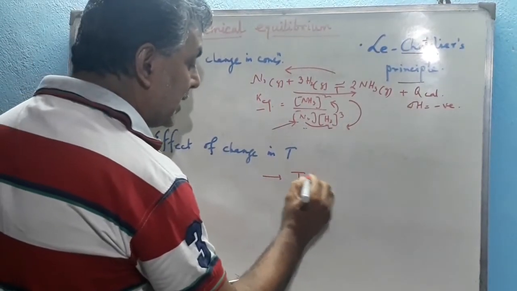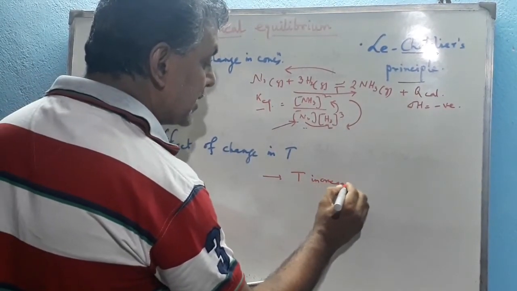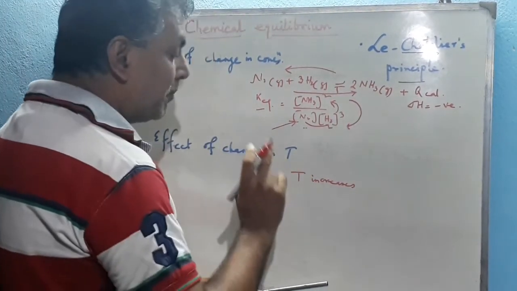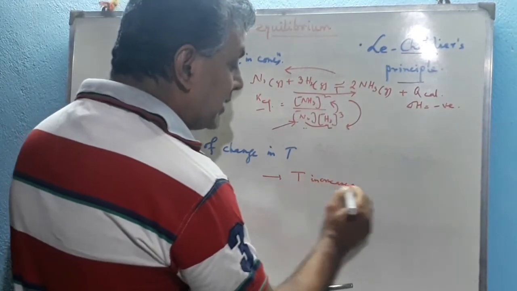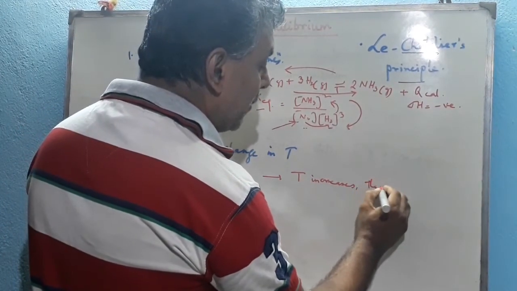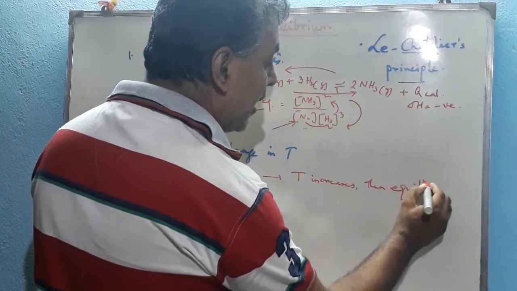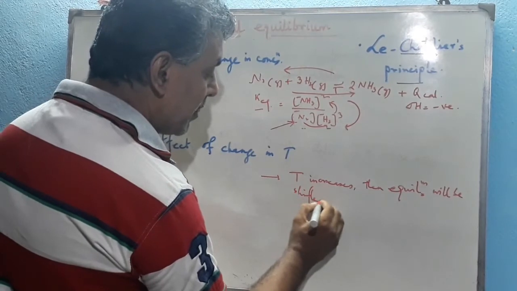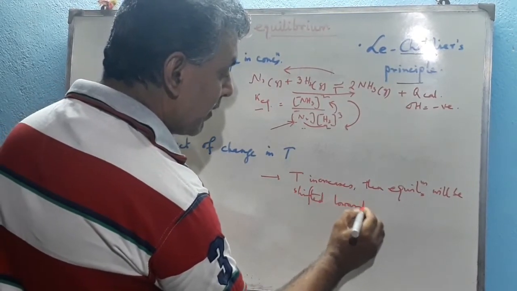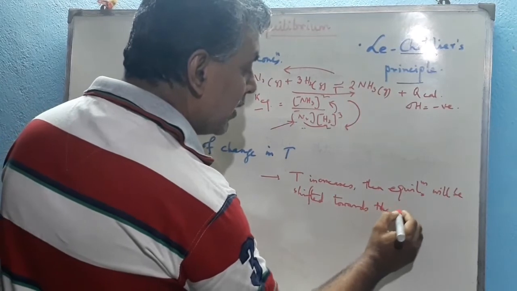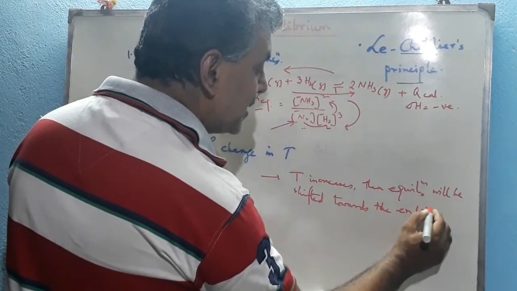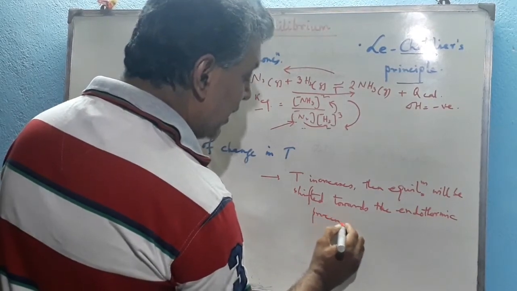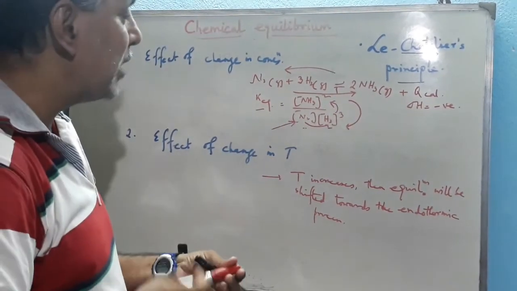if the temperature increases after attaining equilibrium, after it reaches the equilibrium, if temperature increases, then the equilibrium will be shifted towards the endothermic process. That means the excess heat will be absorbed. Endothermic process. See this, in the above reaction, the forward reaction is exothermic.